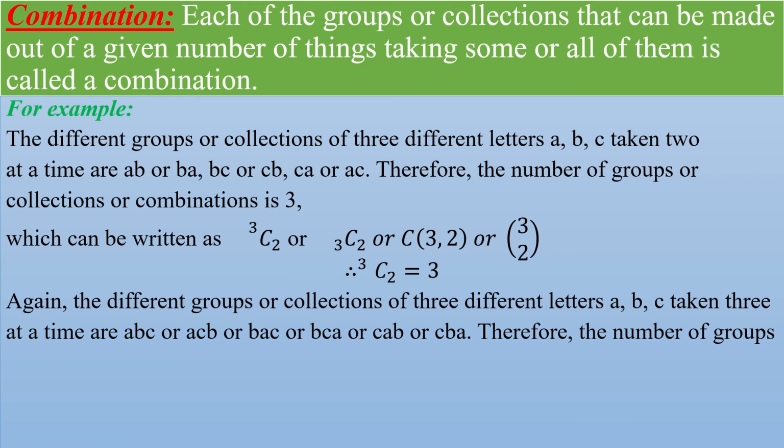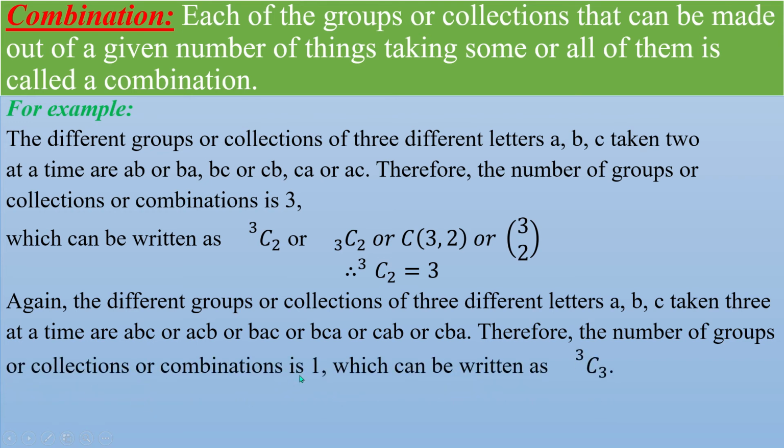Again, the different groups or collections of three different letters A, B, C taken 3 at a time are ABC or ACB or BAC or BCA or CAB or CBA. All are the same, not different, because this is a group or team. So the members of these groups are not different, same. So here will be only one group. Therefore the number of combinations is 1, which can be written as 3C3. Therefore 3C3 is equal to 1. Clear everyone?